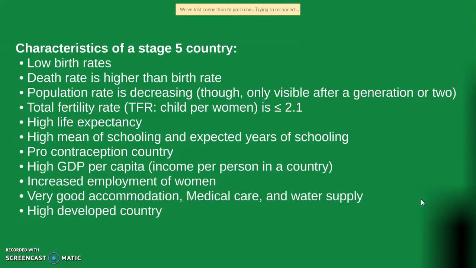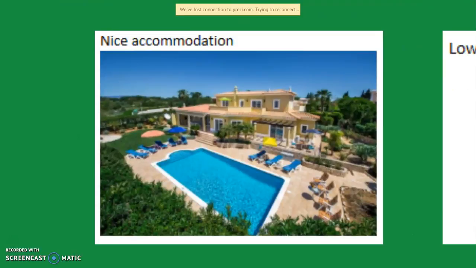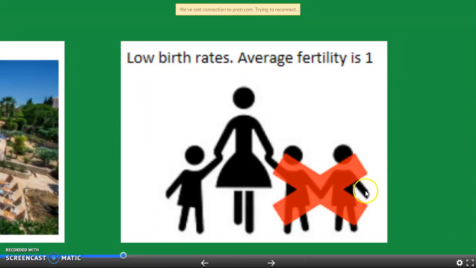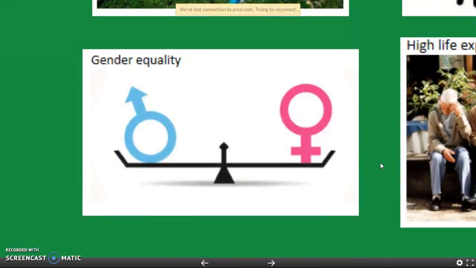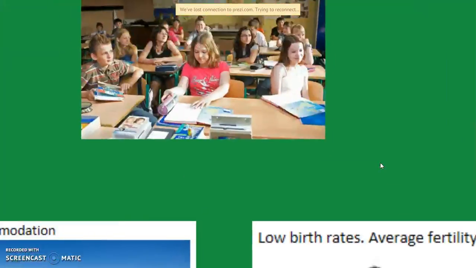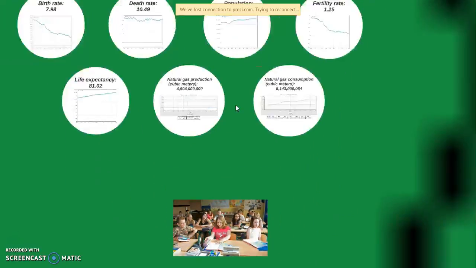pro-contraception country, which means the country is for contraceptive use. High income per person in the country, increased employment of women, very good accommodation, medical care, and water supply, and it's a highly developed country. So as we can see, it's pretty nice average accommodation, low birth rate, so one child per woman. Gender equality is pretty good, equal. There's high life expectancy and schooling is pretty nice. Nice access to these pretty great supplies, nice environment, equal amount of males and females.